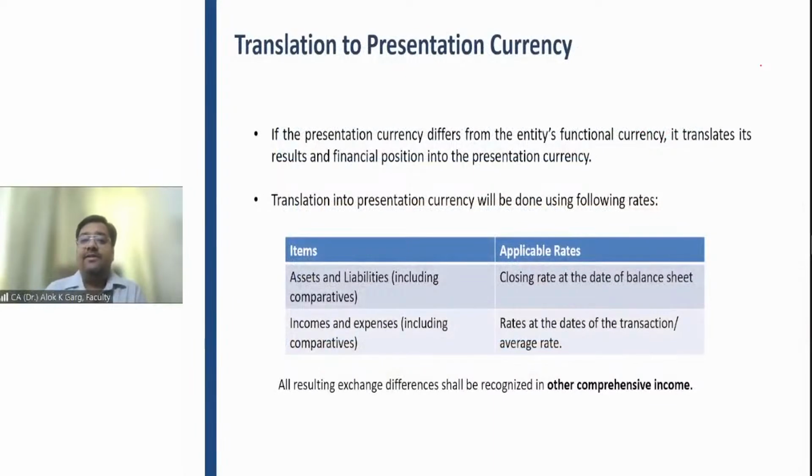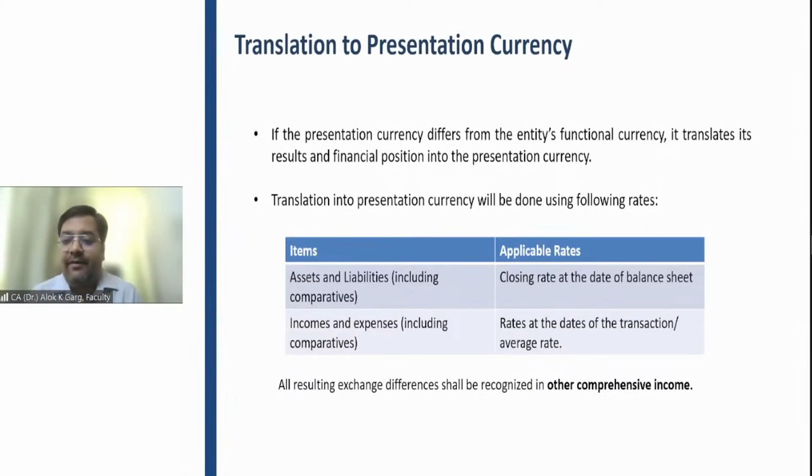And now let's discuss the translation to presentation currency. Okay, so point number 3 I'll cover first, then point number 2 I'll cover. I have told you that we will be covering 3 concepts here. One, translation of foreign currency transactions. Then translation of financial statement from functional currency to presentation currency. Third, translation of financial statement of foreign operations to parent currency, right?